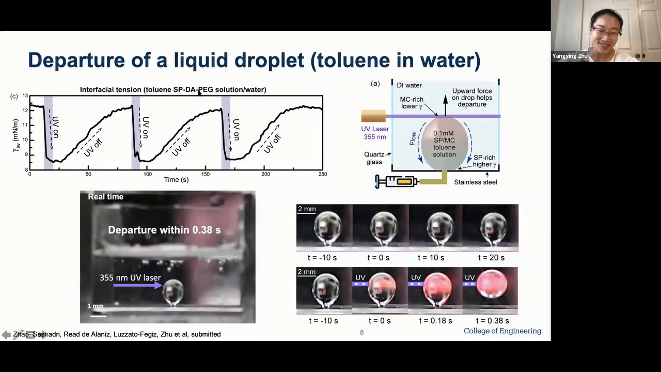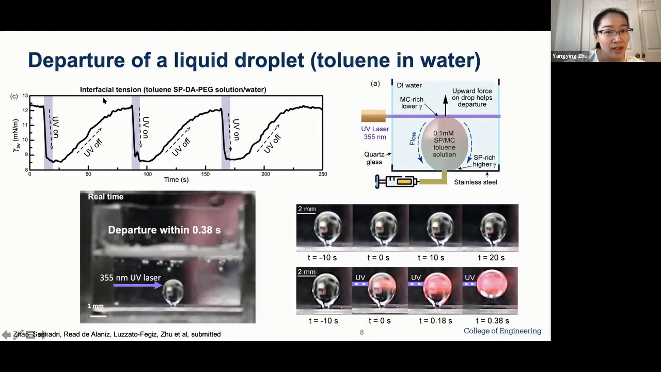So our next question is, can we really depart a droplet in another system? This is a little bit challenging to do with a liquid-gas interface because of buoyancy. Buoyancy will naturally want to depart a bubble. So we selected our first system to be a fluid system. In this example, we have water on the outside, and we injected toluene, which is a common solvent that's insoluble with water, into the system.